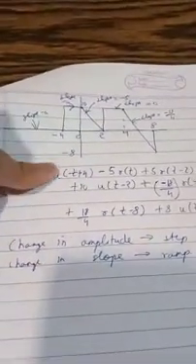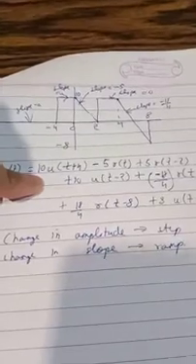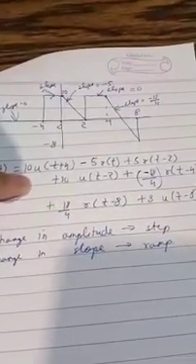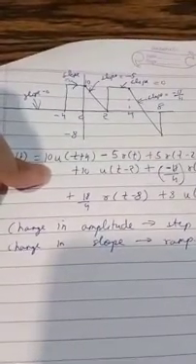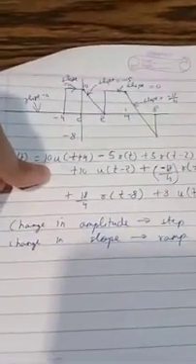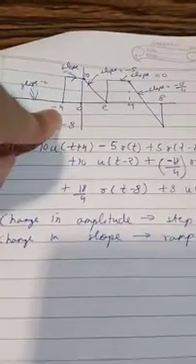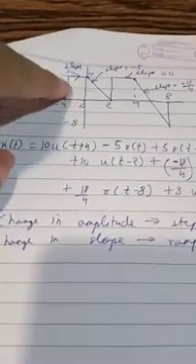So when there is a change in amplitude, then we represent it by a step signal, and when there is a change in slope, then we represent it by a ramp signal. And if there is a change in both amplitude and slope, then there is both step and ramp present at that point of time. So at t equal to -4, there is a change only in amplitude, there is no change in slope.